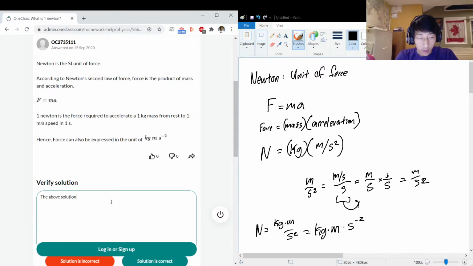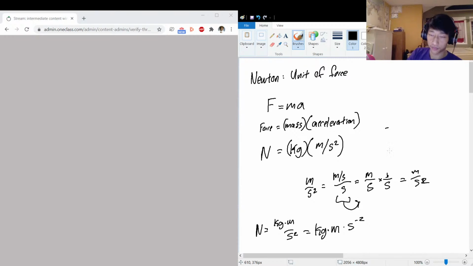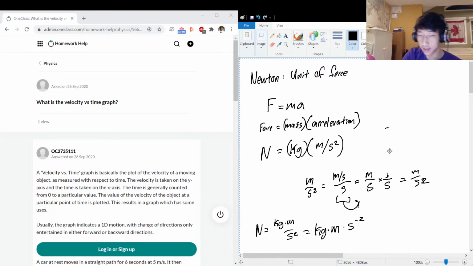The above solution is correct, but it does not have to be accelerating a mass starting at rest. It can have a non-zero initial velocity. Okie dokie. That's a Newton. Isaac would be proud. Thanks, Isaac.